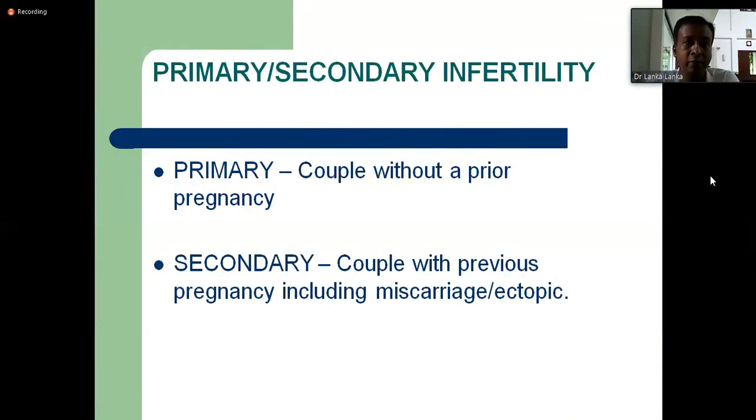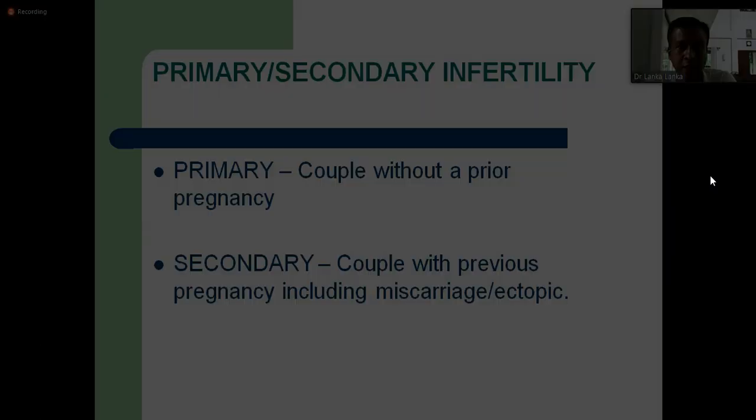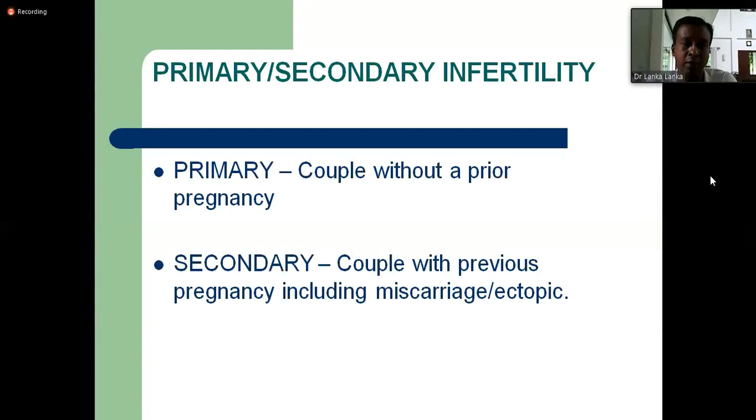Now I'm going to talk about primary and secondary subfertility. Primary subfertility is a couple without a prior pregnancy or pregnancy outcome at all. Secondary subfertility is a couple with a previous pregnancy, which may be a live birth, a miscarriage or an ectopic. If they fail to conceive after some pregnancy outcome, that is called secondary subfertility. Primary subfertility takes 1 year, secondary subfertility takes 6 months.